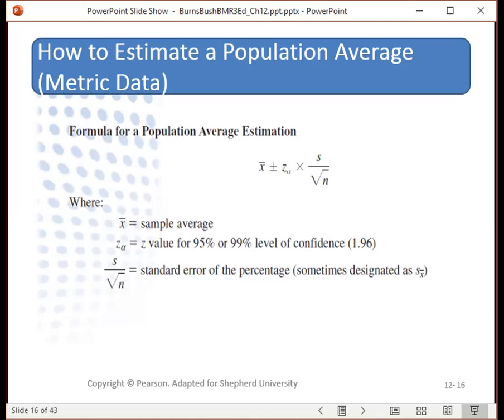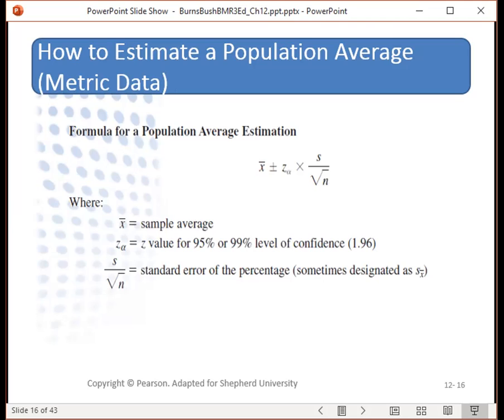What if we have a quantitative variable and we want to get the population average instead of percent? Well, here's the formula for that. Again, we use our Z value for 95 or 99% accordingly. So typically we're going to be using 95%, which is 1.96. We multiply that by the standard error, which is S, the standard deviation, divided by the square root of the sample size. So again, it's the same pattern, the Z factor times the standard error.